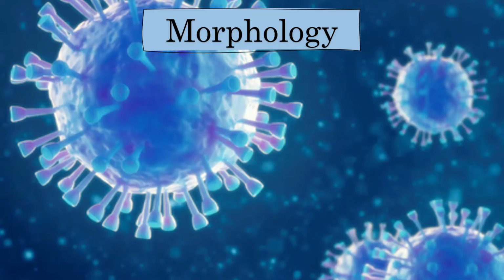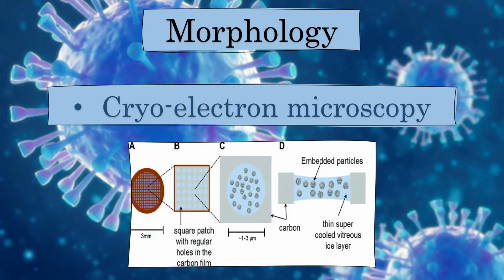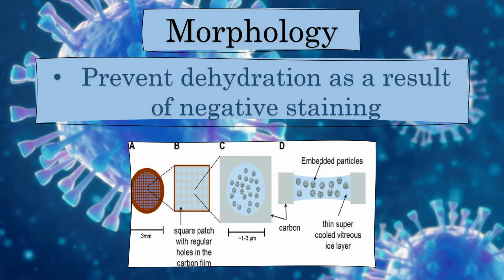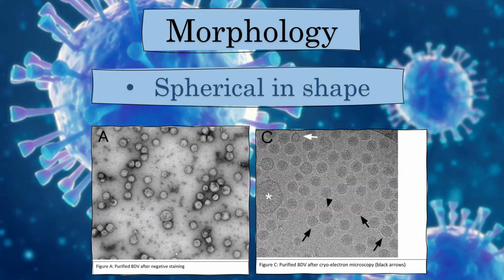The best technique to be used to confirm the morphology of this virus is cryo-electron microscopy. This form of electron microscopy involves the freezing of the viral particles, allowing them to be observed in their natural state without being dehydrated as a result of negative staining.